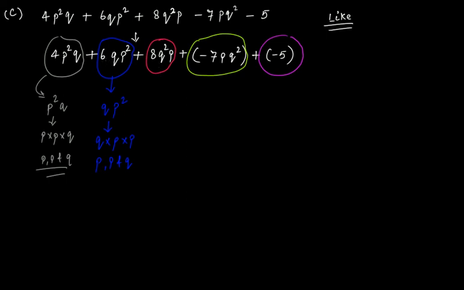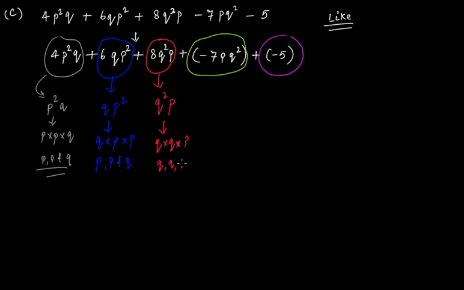In this one, this is 8q squared p. So this is q squared p. These two are like terms, right? First term and this one, these two are like terms. 4p squared q and 6qp squared. In this one you have q squared p. This can be written as q times q times p. So the three algebraic factors are what? q, q and p, right?